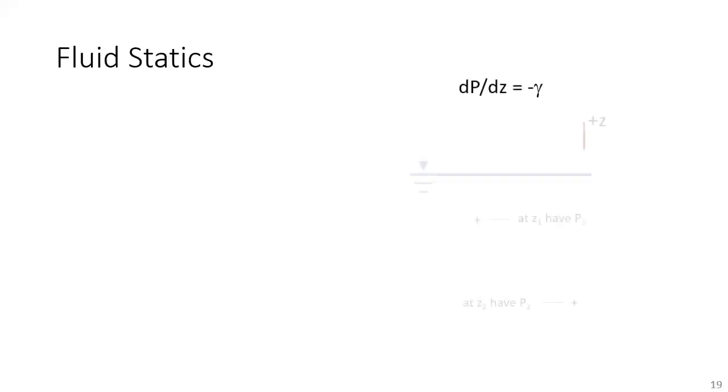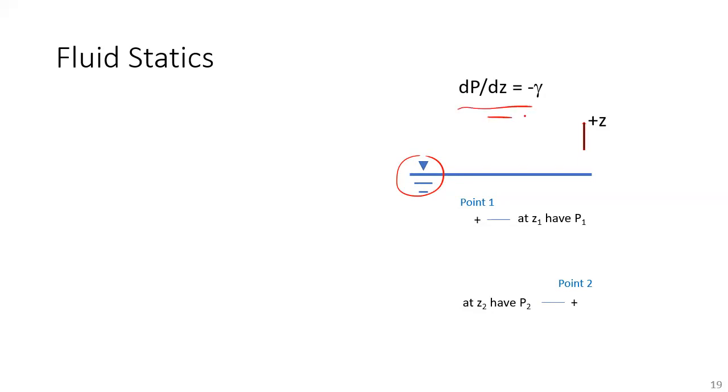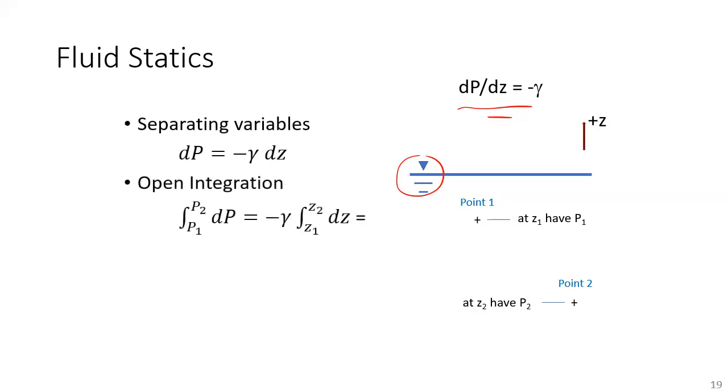This is a slide right from our fluid statics derivation in our fluid statics lectures. Here we have a free surface, and it's a static fluid. And we would like to understand the relationship between pressures and elevations in this fluid, for example, between point 1 and point 2. So here is the derived version of the fluid statics equation. Separate variables, open integration.